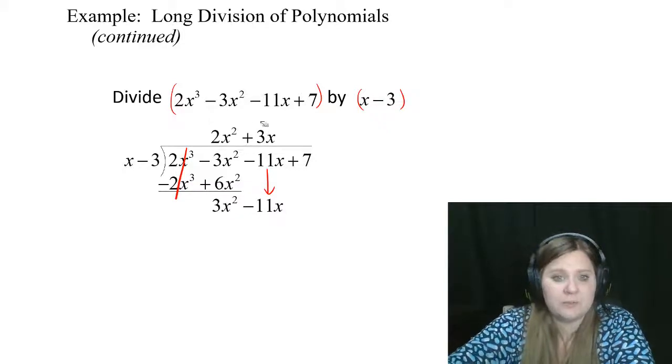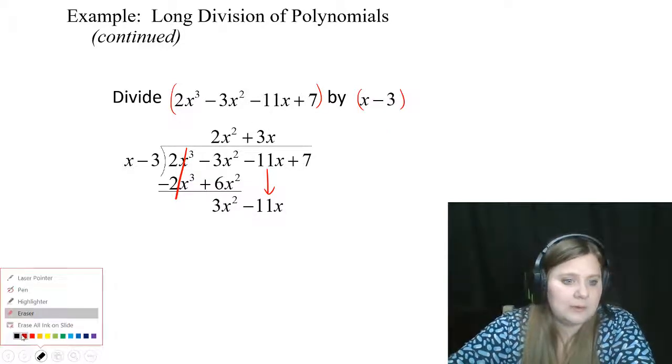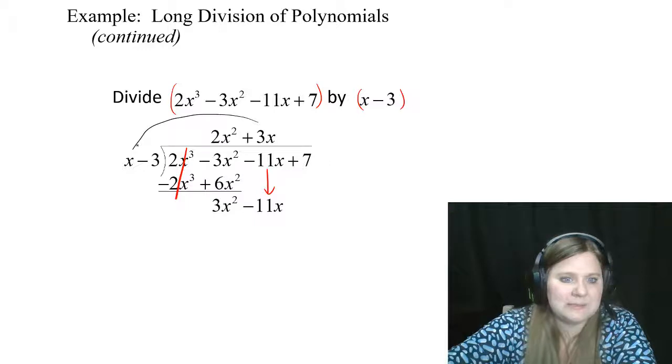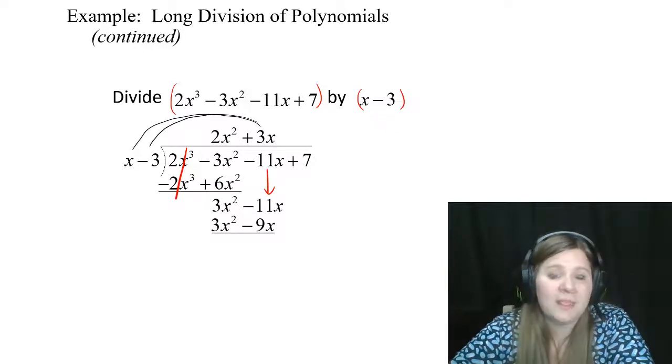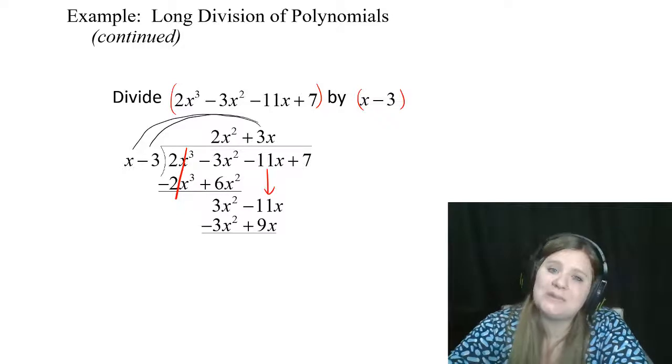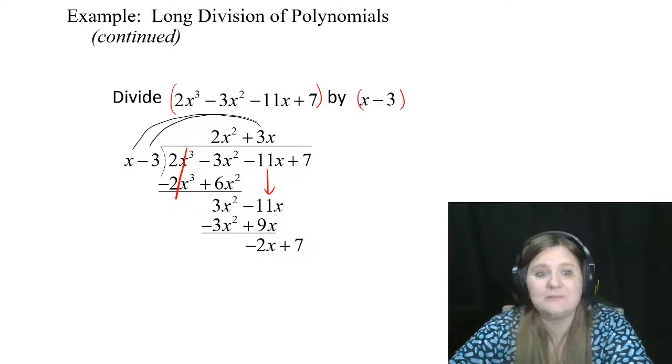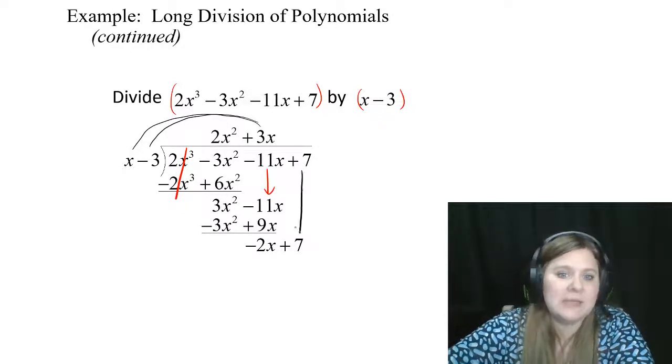Now, when I distribute 3x, okay, then 3x times x is 3x squared. 3x times negative 3 is negative 9x. I can line that up. Then I have to change the signs. Now that I've changed my signs, I can add down. And I'm also going to carry down my 7.